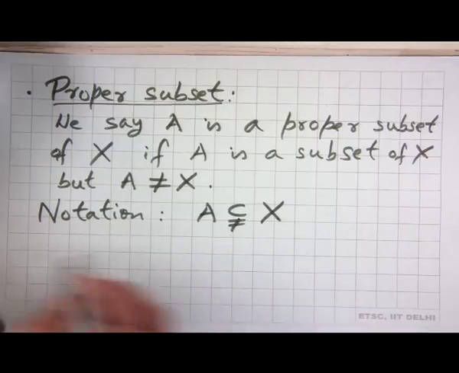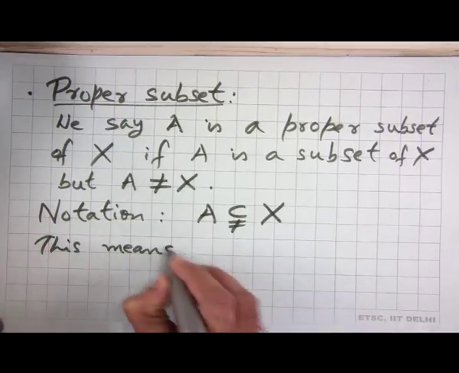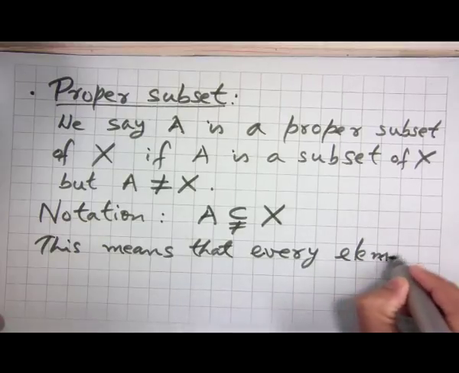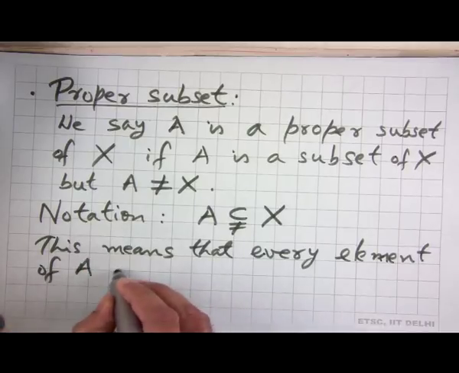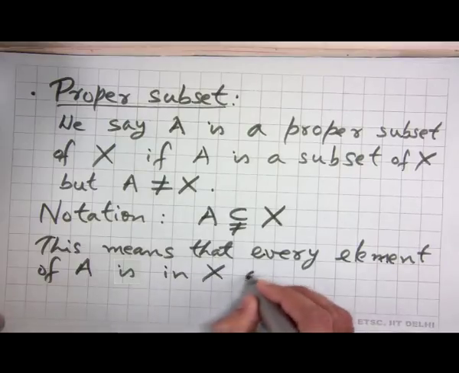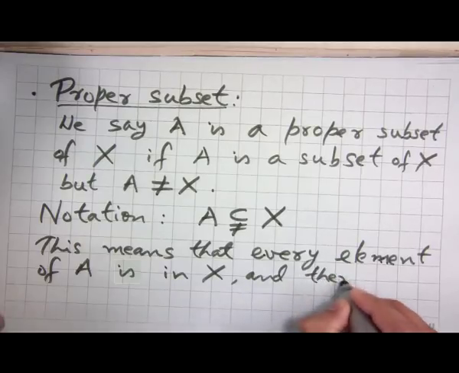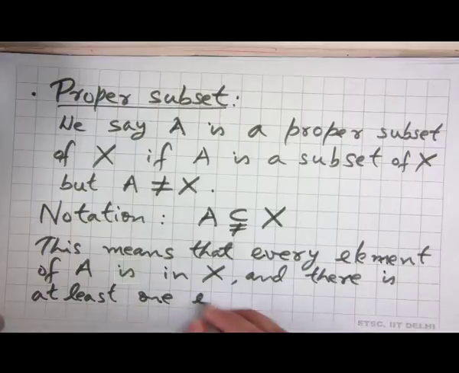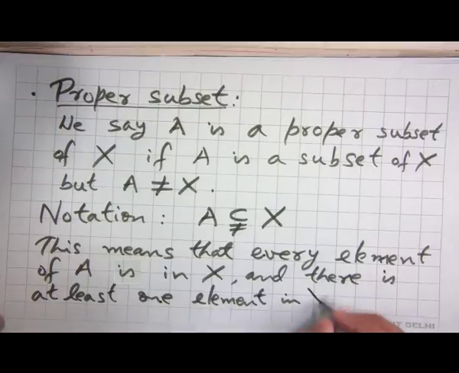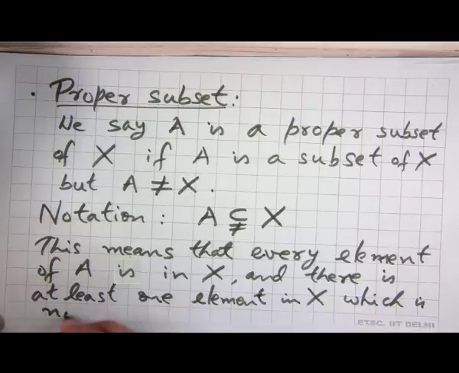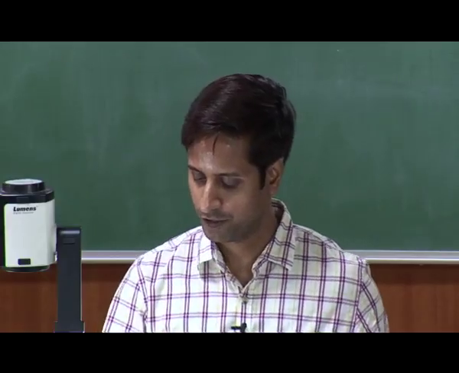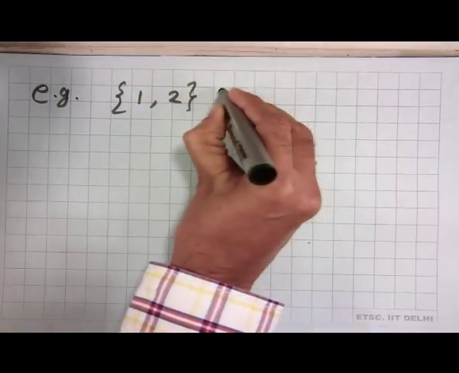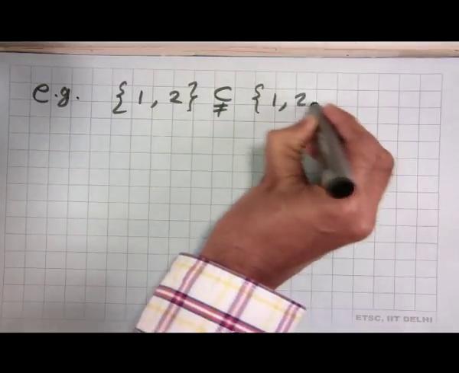This means that every element of A is in X and there is at least one element in X which is not in A. So, for example, {1, 2} is a proper subset of the set {1, 2, 3}.